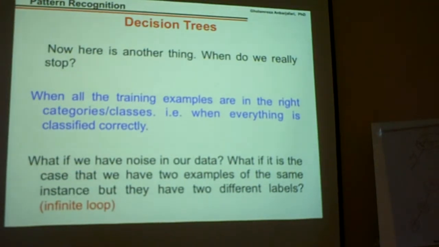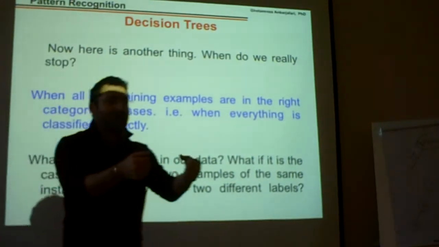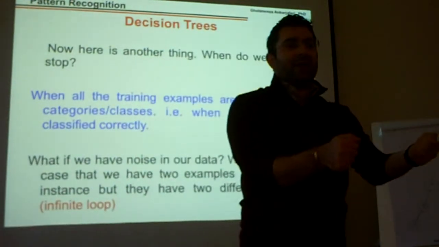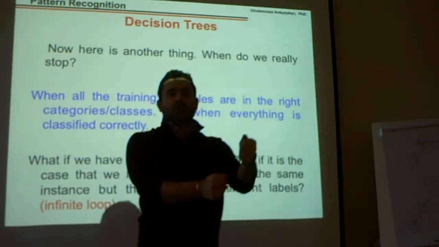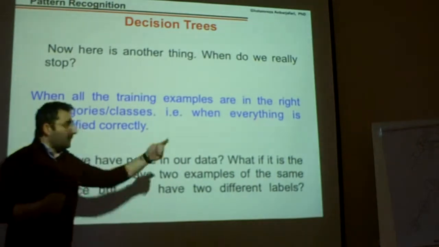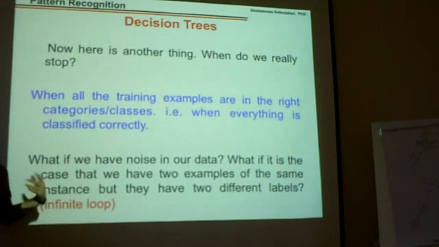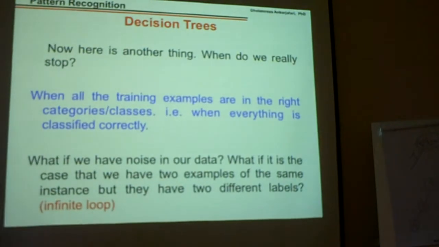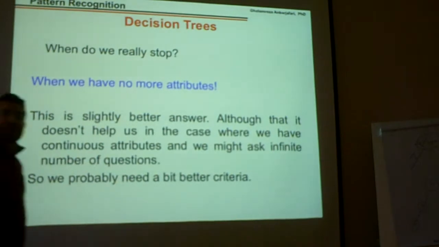Well, not necessarily redundancy. I can tell you an example: what will happen if I have two faces of Eric, and one of them says, no, this is Eric, and the other one has been labeled as Martin? When I'm training my tree, I will see that I go into an infinite loop. So this is considered noise. So the question is, when do I stop?